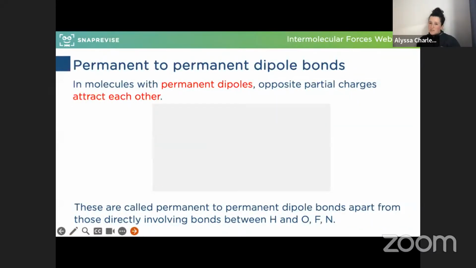So next type of intermolecular force is our permanent dipole to permanent dipole interaction. Very similar to the one we've just looked at, but we just skip the first step.